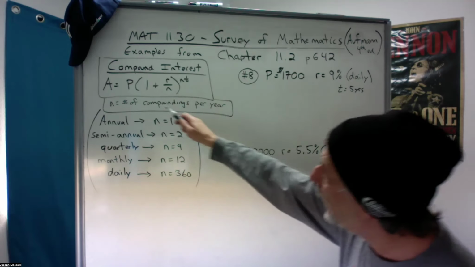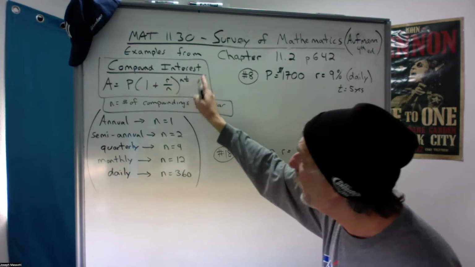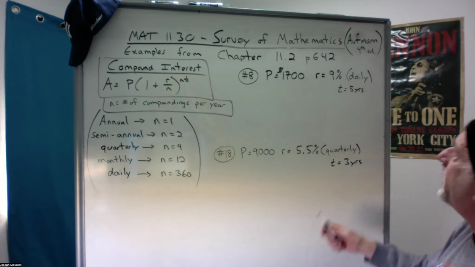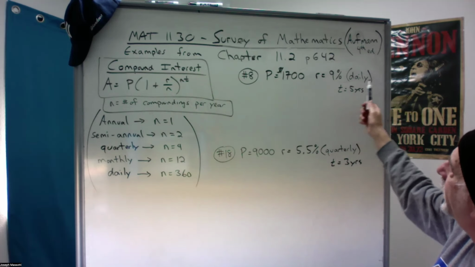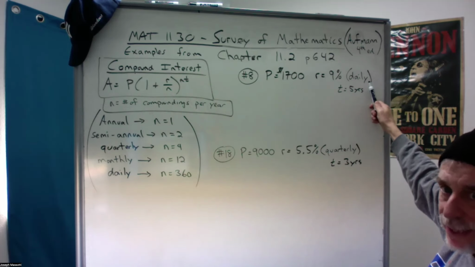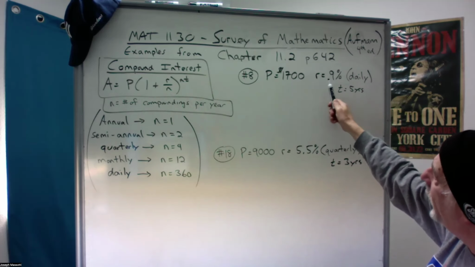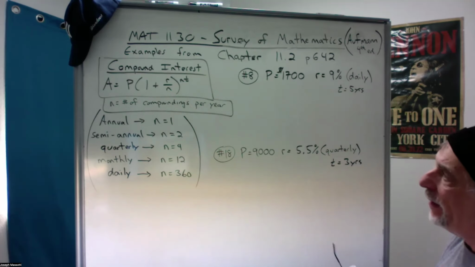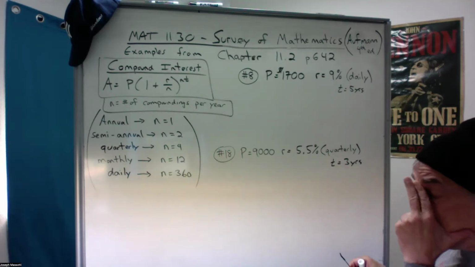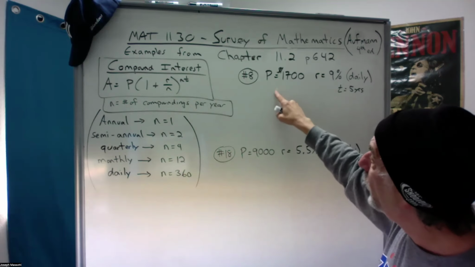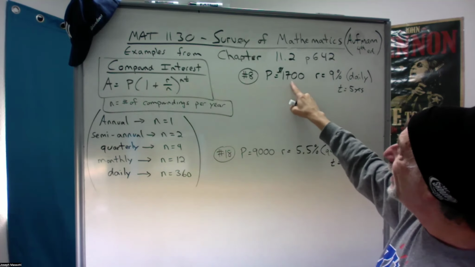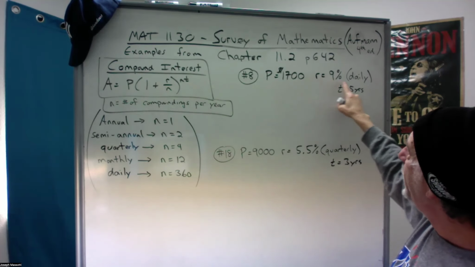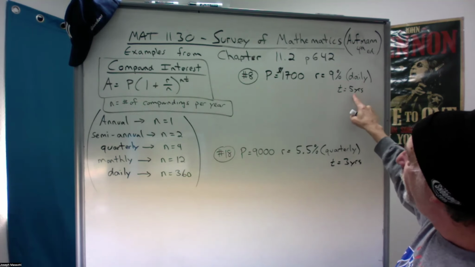So here again, we have 1, 2, 3, 4, 5 unknowns in that formula. And we are given 4 of those unknowns. The daily part gives us the N, we have the T, we have the R, we have the P. So all we have to do here is plug this in. Number 8, we're looking for the final amount of money we have if we invest this amount of money at this rate, compounded daily for 5 years.